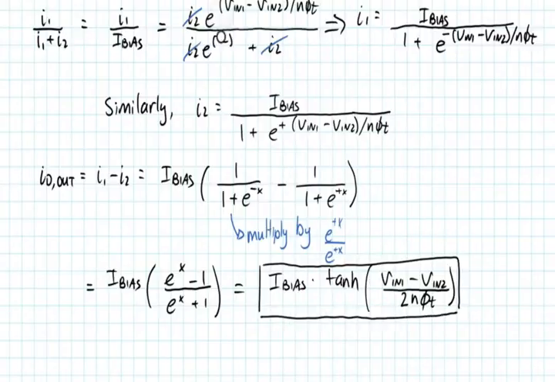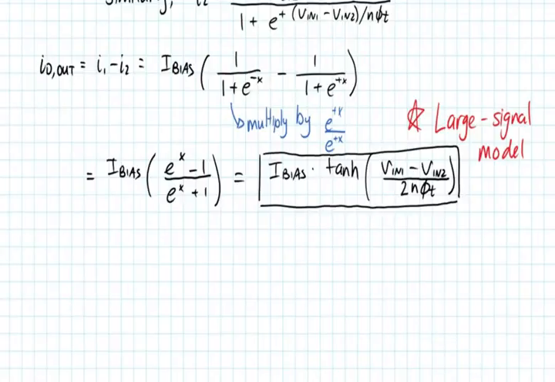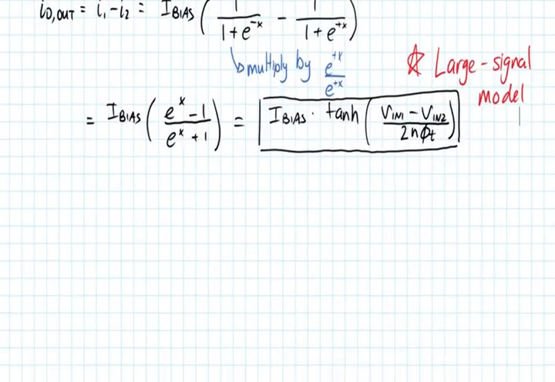All right, so this is very cool. It's very interesting. First of all, this is the large signal model. We didn't take any approximation. We're not doing any linear approximation to the circuit. We're getting this tanh function, and that is the large signal model.